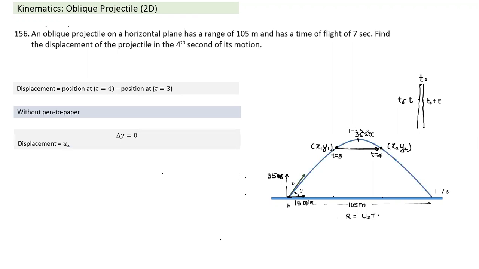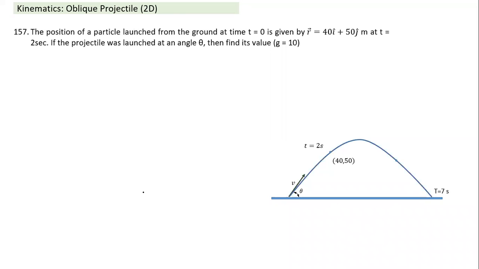Okay, displacement delta y is equal to 0 and displacement is equal to ux, right? And using this range formula, 15 meter is the answer. Next question.